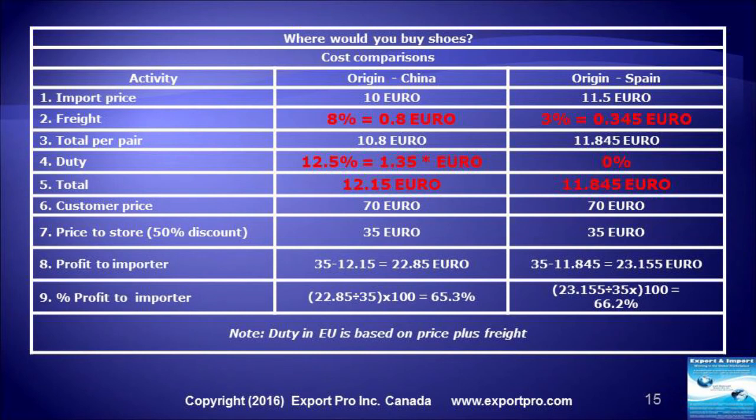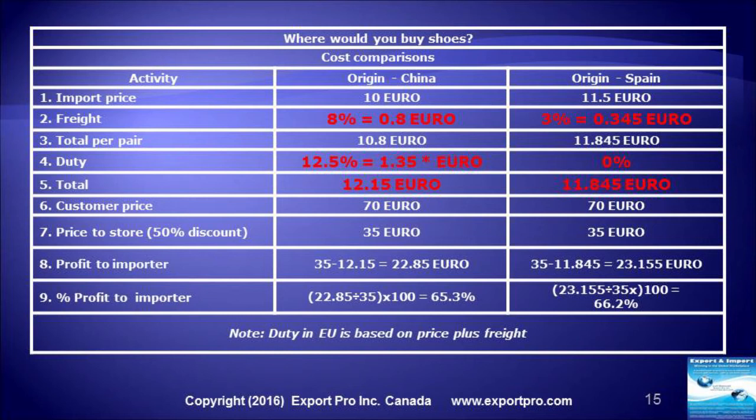A lower export price from the manufacturing country does not always mean a lower cost when arriving in a foreign market. In this case, we have a Danish company importing shoes from China and Spain. The price is €10 from China and €11.50 from Spain. However, Spain is in the European Union, so there is no customs duty, but there is 12.5% from China.